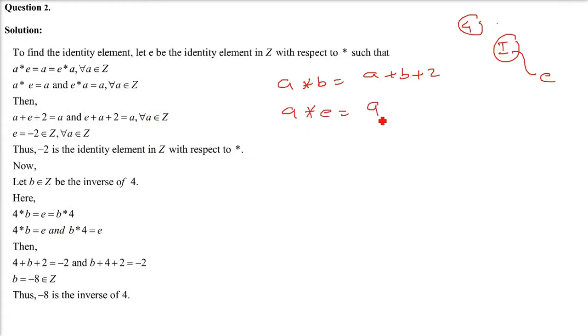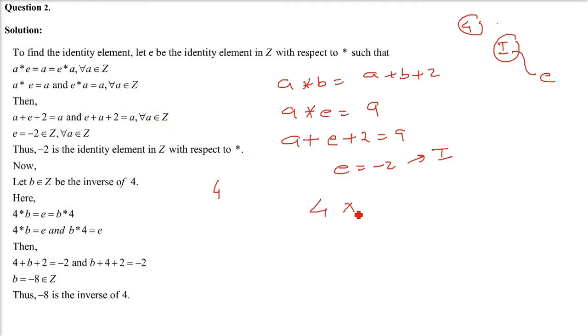A star B equal to E, what does it mean? That is, if we have A star E, it should come A. So here I am taking A plus B plus 2, A and E I am operating, and A should come back. So E will be equal to minus 2. First we found out the identity element.